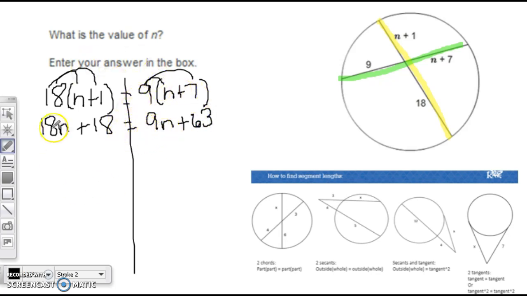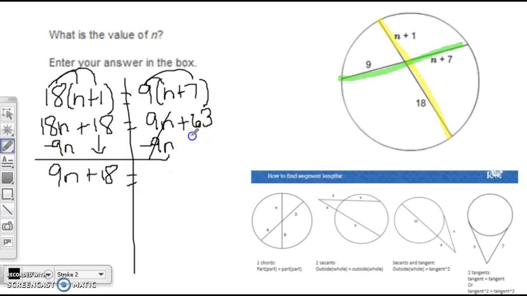All right, and then we have n's on both sides. I like to move them to the left, so I'm going to get rid of 9n. Right now it's positive 9n, so I'm going to subtract 9 n's from each side. That will cancel out. 18n minus 9n is 9n. Plop the 18 straight down and bring that 63 straight down.